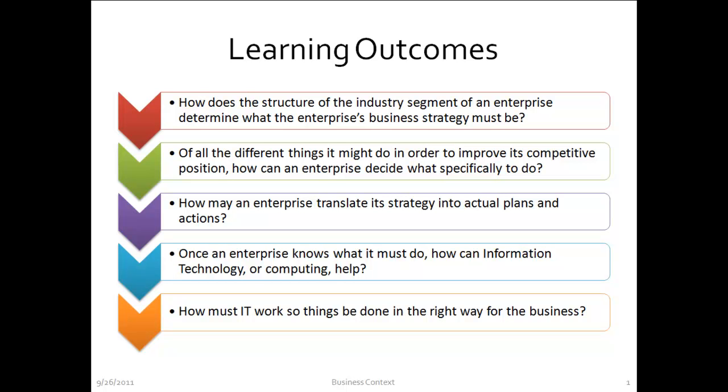3. How may an enterprise translate its strategy into actual plans and actions? 4. Once an enterprise knows what it must do, how can information technology, that is, computing, help in its actions? 5. How must IT work so things are done in the right way for the business?